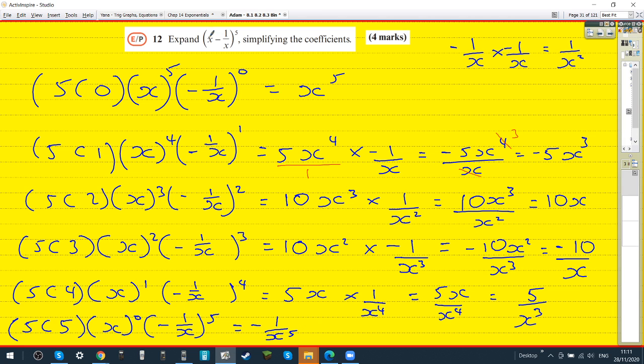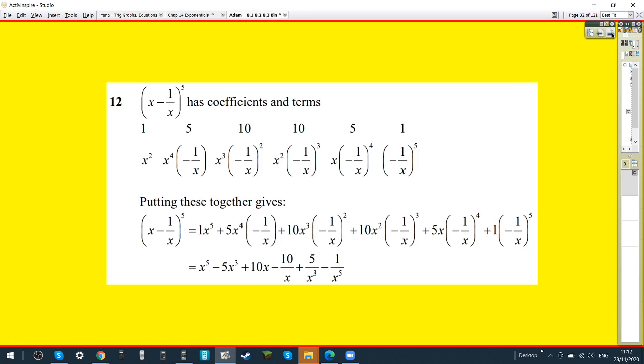That is it. Okay, so what is the expansion of this bracket? X to the power of 5, minus 5x to the power of 3, plus 10x. Then would it be plus minus 10 over x? Same thing as just minus 10 over x. Yeah, you could do plus minus, but it's the same thing. It's a bit simpler to just say minus. And then 5 over x to the power of 3, and then minus 1 over x to the power of 5. That's it. X to the 5 minus 5x to the 3 plus 10x minus 10 over x plus 5 over x cubed minus 1 over x to the 5.